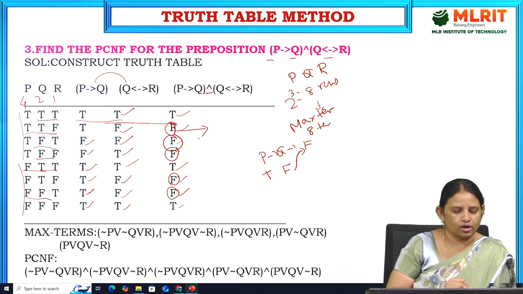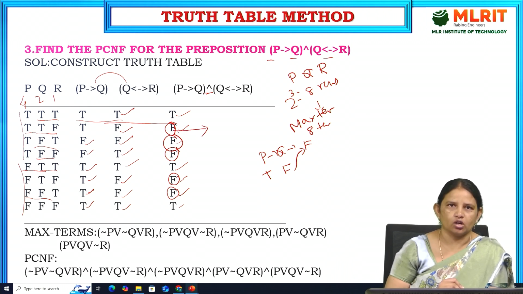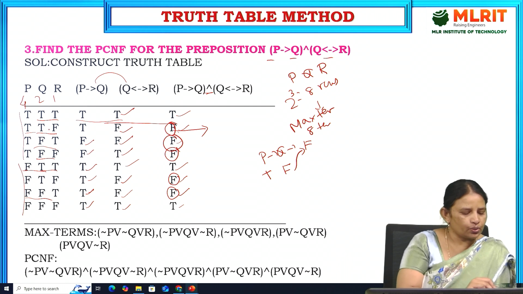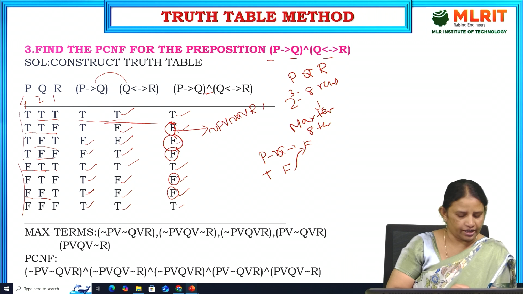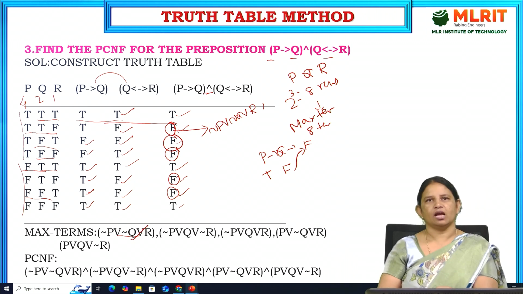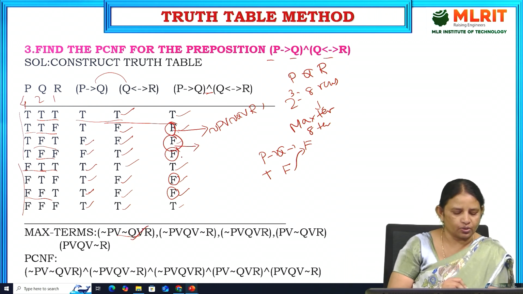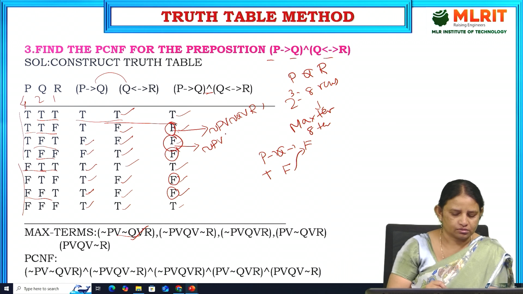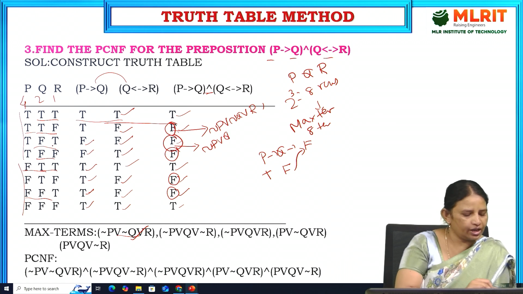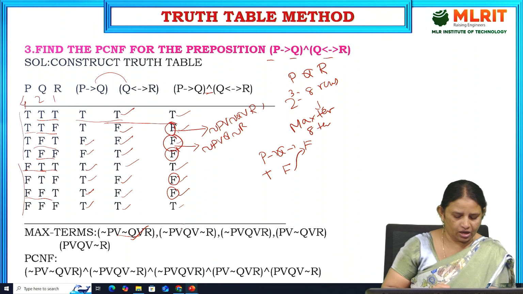For the first false case, what is the P value, Q value, and R value? For this one, it is true, true, false. If it is true, write the negation. Negation P or negation Q or, false means R: negation P or negation Q or R. That is the first statement. Next, coming to the third row: true means negation P, false means Q only, then true means negation R. So P or Q or negation R for the second.